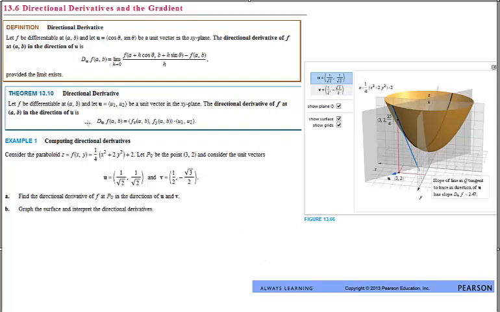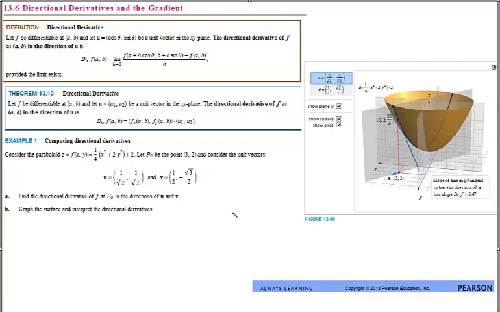Welcome Calculus 3 students. We are talking about directional derivatives and the gradient today. First up, we are going to try to compute a directional derivative.